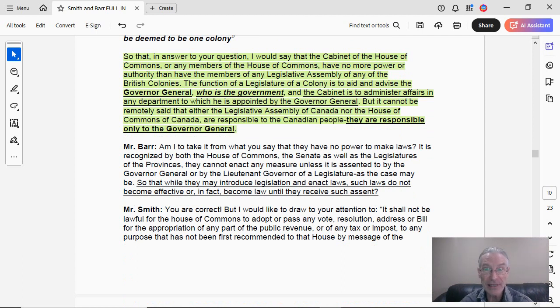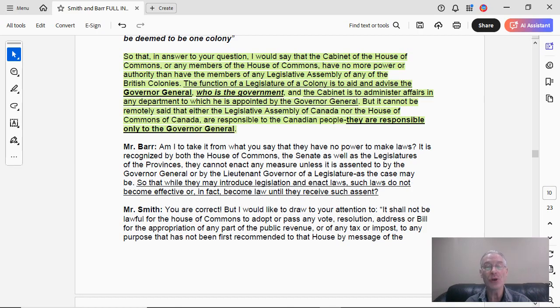So that, in answer to your question, I would say that the Cabinet of the House of Commons or any members of the House and Commons have no more power or authority than have the members of any legislative assembly of any of the British colonies. The function of a legislature of a colony is to aid and advise the Governor General, who is the government. And the cabinet is to administer affairs in any department to which he is appointed by the Governor General. But it cannot be remotely said that either the Legislative Assembly of Canada nor the House of Commons of Canada are responsible to the Canadian people. They are responsible only to the Governor General.